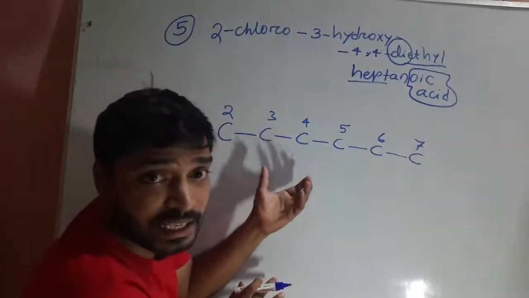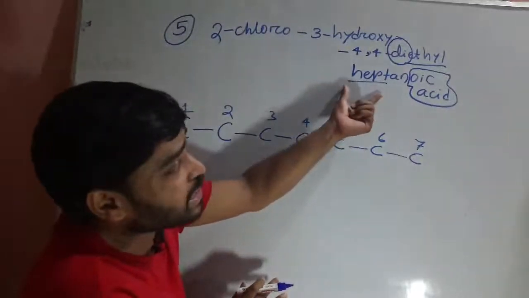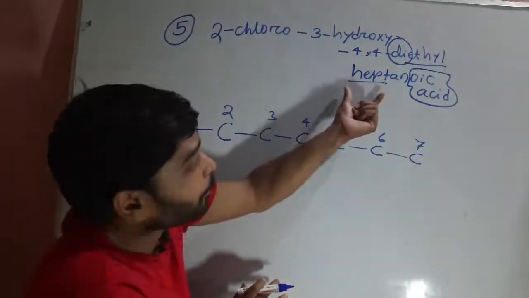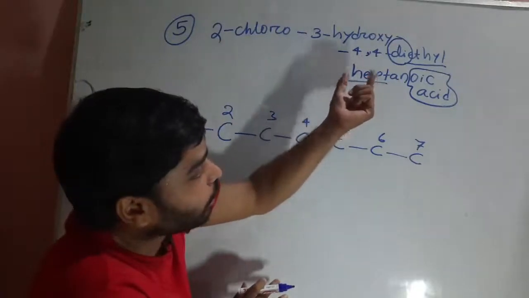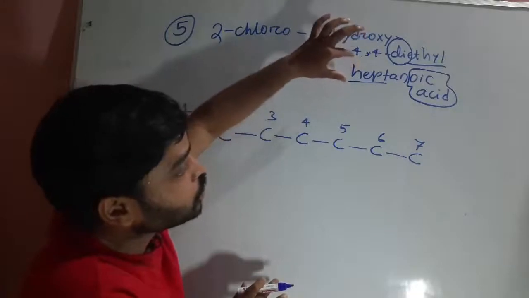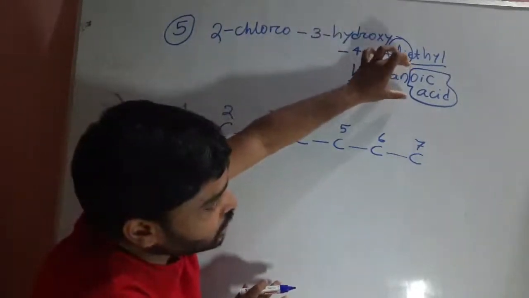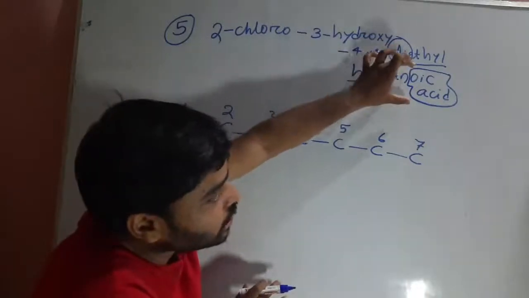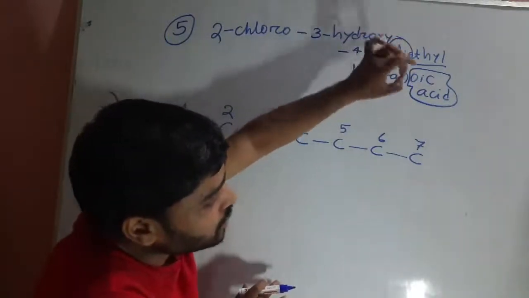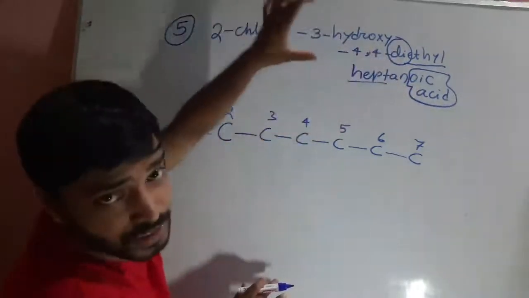Why is it the parent chain? It is the parent chain because it contains the maximum word root present in an organic compound. So here hept expresses the maximum number of carbon. So it is the parent chain, and the parent chain contains the suffix for carboxylic acid. So it is the principal functional group, or the senior functional group, for the given IUPAC name.